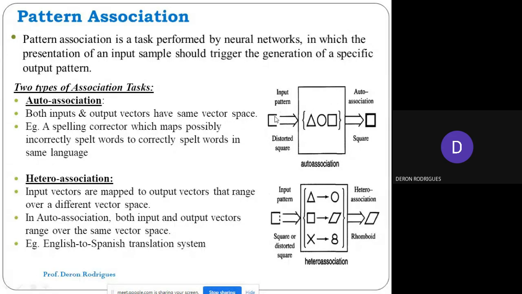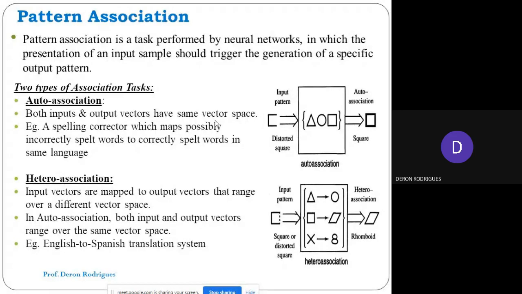Whenever you give a circle, it will produce a circle at the output. Whenever you give a square, it will produce a square at the output. So basically both the input and the output vector spaces are the same. You give a square at the input, you get a square at the output. You give a triangle at the input, you get a triangle at the output. You give a circle at the input, you get a circle at the output.